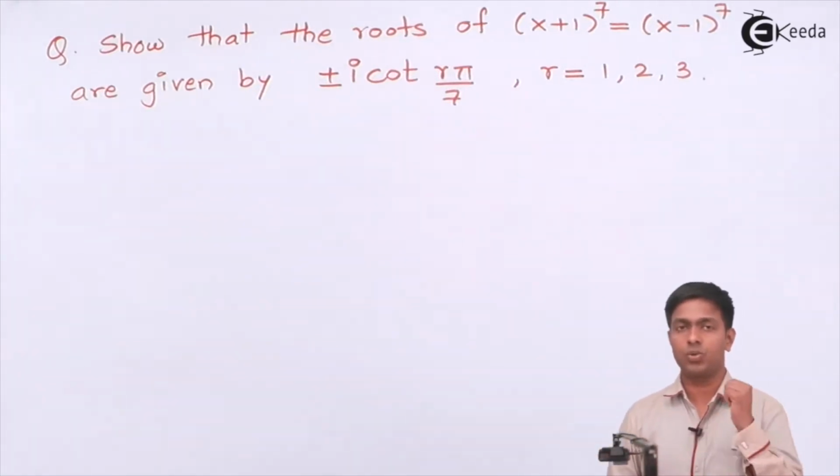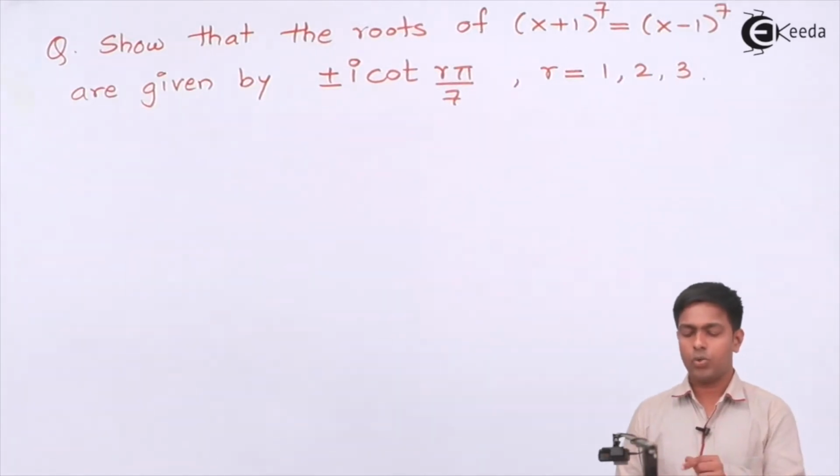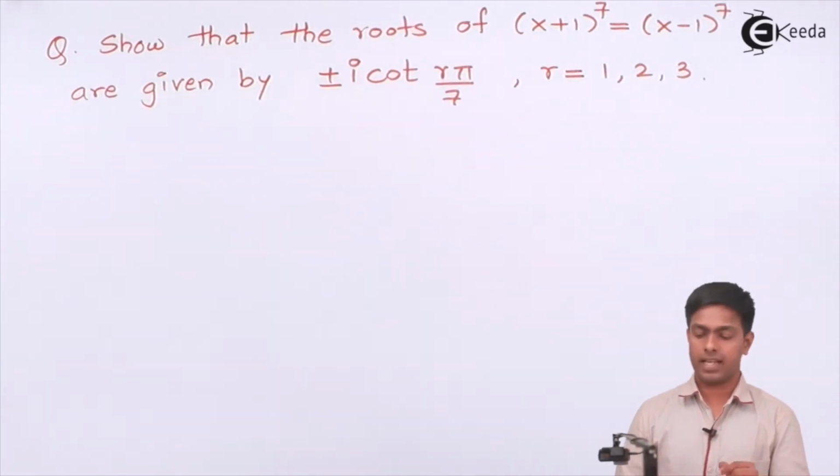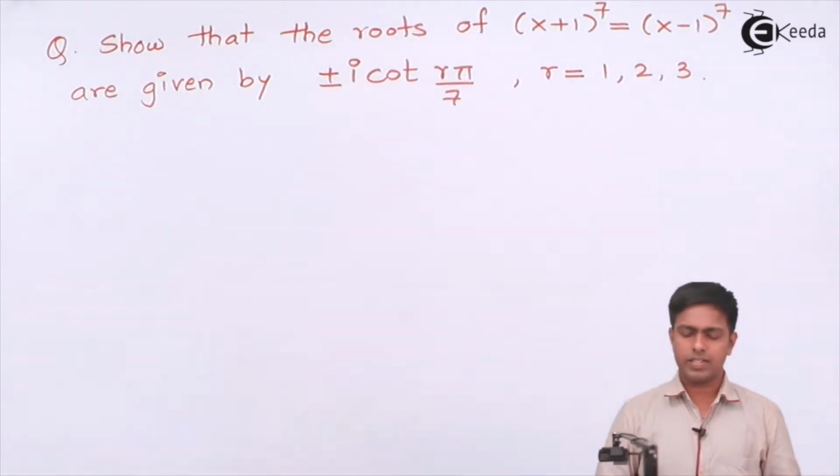Similarly, when r is 2, I'll get again two roots, that is plus i cot 2 pi by 7 and minus i cot 2 pi by 7, and so on. So we have to find out these 6 roots.